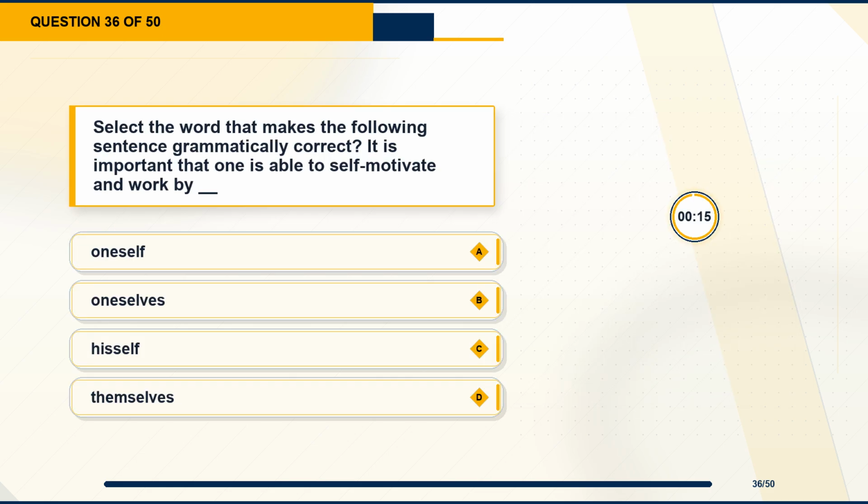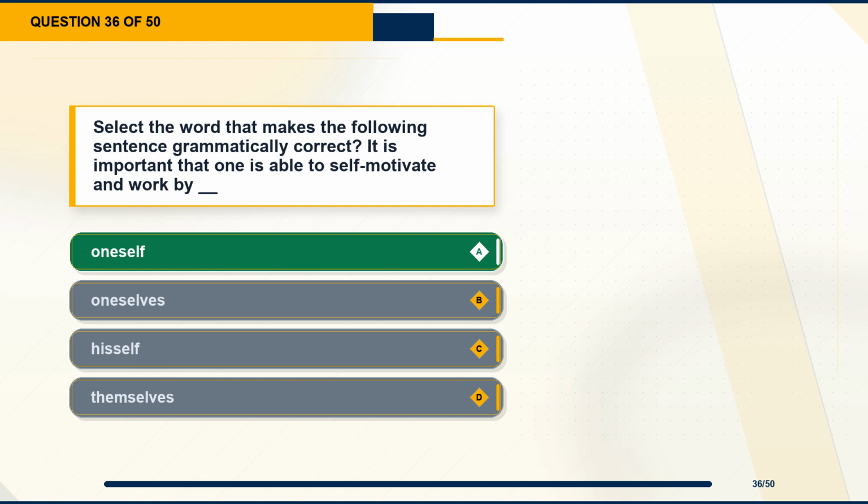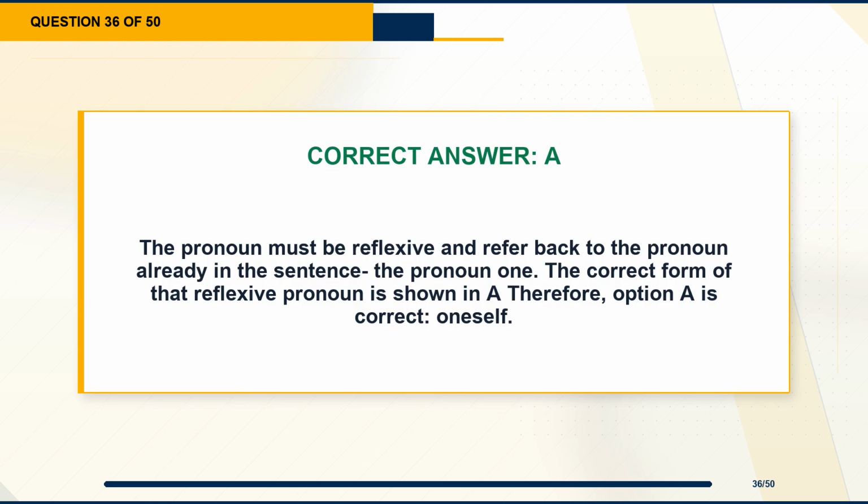Question 36. Select the word that makes the following sentence grammatically correct. It is important that one is able to self-motivate and work by blank. Option A, oneself. Option B, oneselves. Option C, hisself. Option D, themselves. The correct answer is option A, oneself. Explanation: the pronoun must be reflexive and refer back to the pronoun already in the sentence, the pronoun one. The correct form of that reflexive pronoun is shown in A, therefore, option A is correct, oneself.